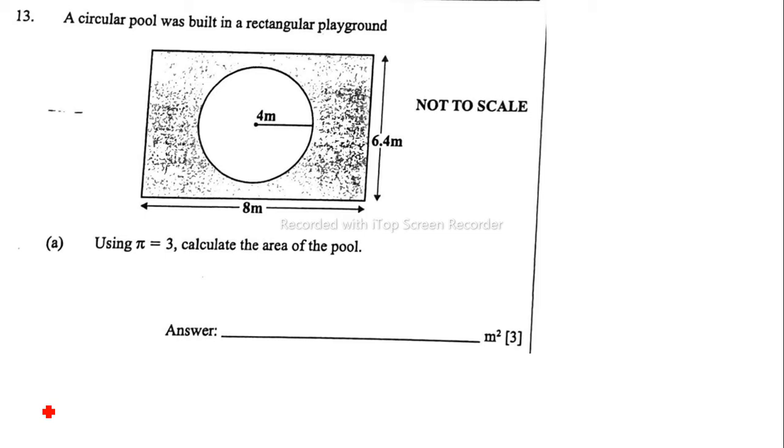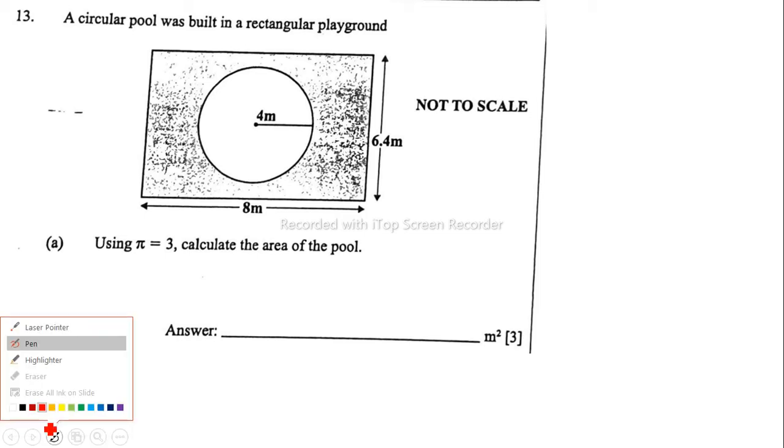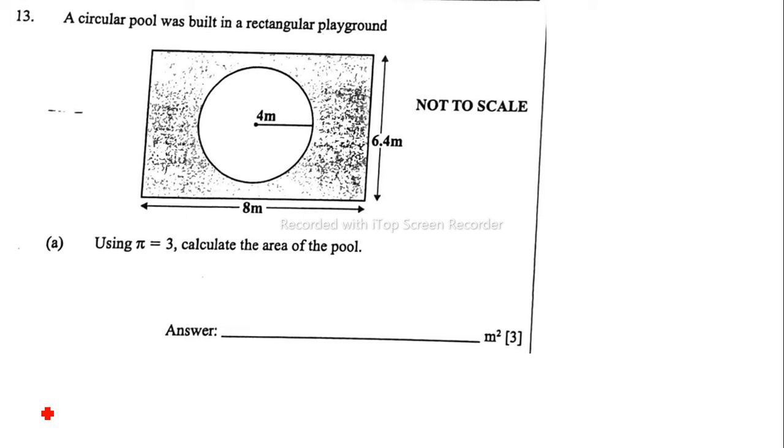Okay, so we know that. I don't know how to do this. You don't know? Okay, good. That's why we all had to learn, right? So it says a circular pool was built in a rectangular playground. So calculate the area of the pool.